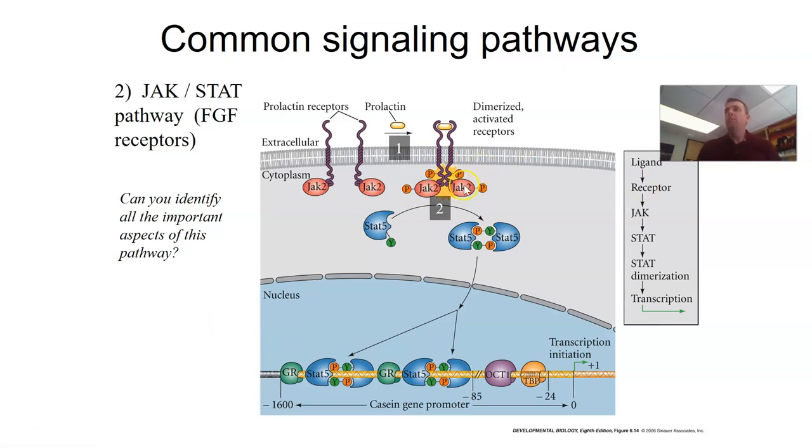So once JAK becomes phosphorylated, it now phosphorylates STAT, and when STAT5 is phosphorylated, or there's a lot of different types of STATs, that causes dimerization, and the dimer is able to get into the nucleus and bind to the enhancer region and basically regulate transcription at this point.